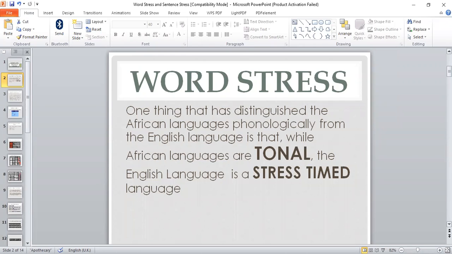For instance, run. Run is pronounced once. You can breathe in and breathe out and pronounce once. You can breathe in and breathe out and pronounce dog. You can breathe in and breathe out and pronounce man. But if you have words like living, now you need to breathe in and out twice to pronounce such words.